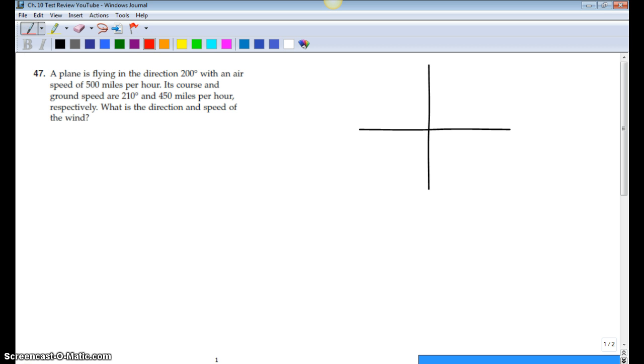The plane is flying in the direction of 200, again, that is referring from north. So we need to go 180 degrees plus another 20 degrees, and that is our heading. And the magnitude of that is 500. So I'll mark that as 200 degrees, 500 miles an hour.